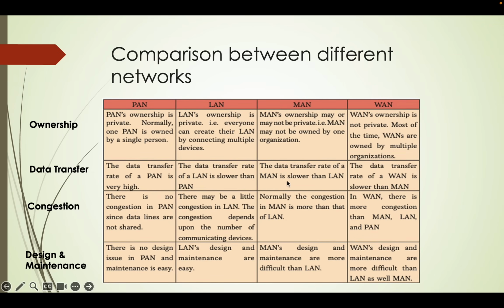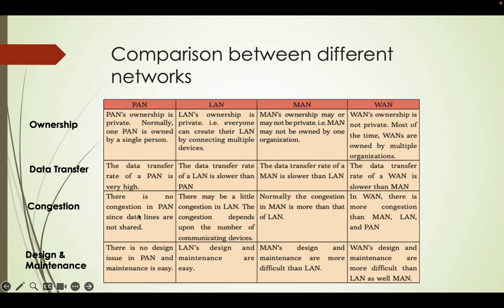Similarly, the data transfer rate of MAN is slower than LAN, and the data transfer rate of WAN is slower than MAN. So as we progress along this line from PAN to LAN to MAN and WAN, the data transfer rate keeps on decreasing. So it is becoming slower from one step to another. The PAN has a very high rate, LAN has a lower rate than PAN, MAN has a lower rate than LAN, and WAN has a lower rate than MAN. Okay, so the WAN would be much lower.